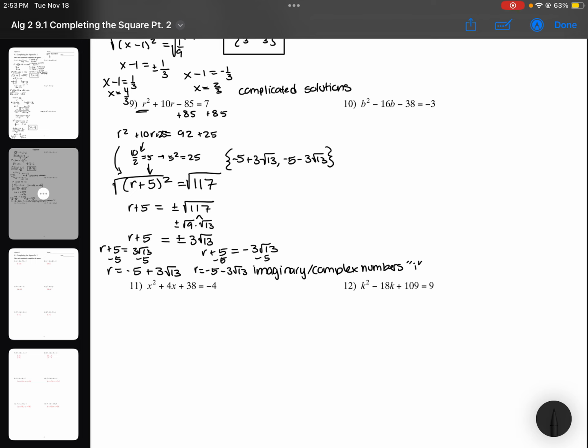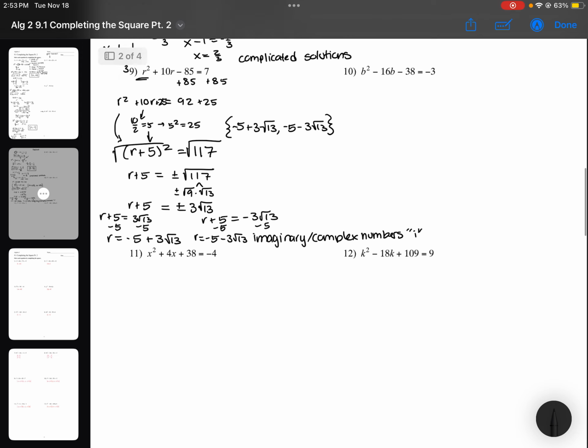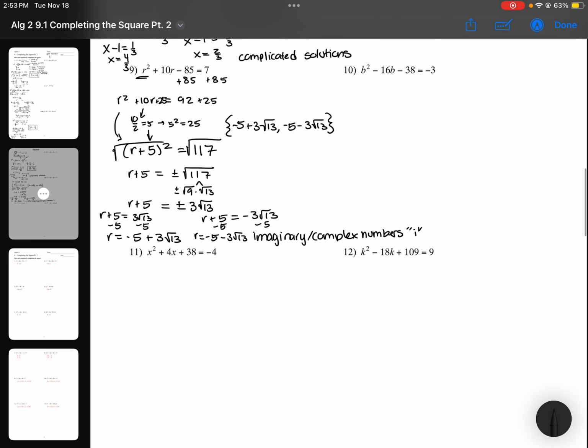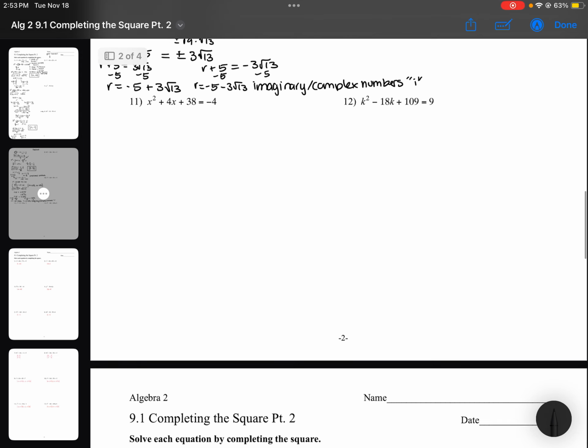So 10 is very similar. 10 is going to give you very similar types of answers. Try that one out. See how we do. All right, 11. This one, we're going to have some complex numbers in our final solution. So I want to give you guys just a couple different possibilities. And you guys will have more practice on Delta Math as well.